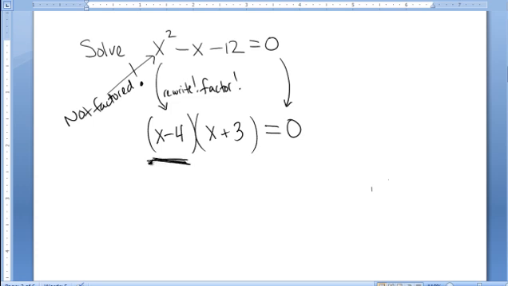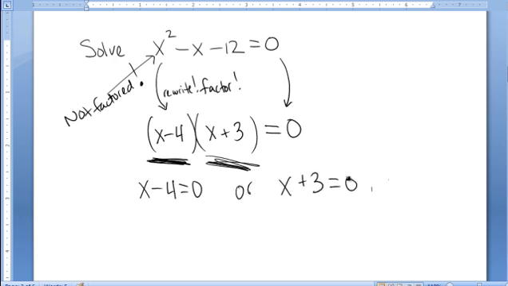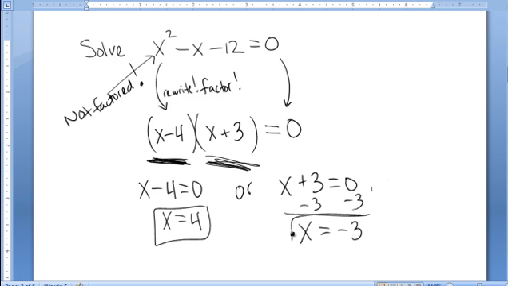Now I have one expression times another expression equals 0. In order for that to work, it must be the case that either x minus 4 equals 0 or x plus 3 equals 0. One of those two things must be 0 or both. If x minus 4 were 0, that would mean x is 4. If x plus 3 is 0, that would mean x is negative 3. So the two solutions to this equation are x equals 4 and x equals negative 3.